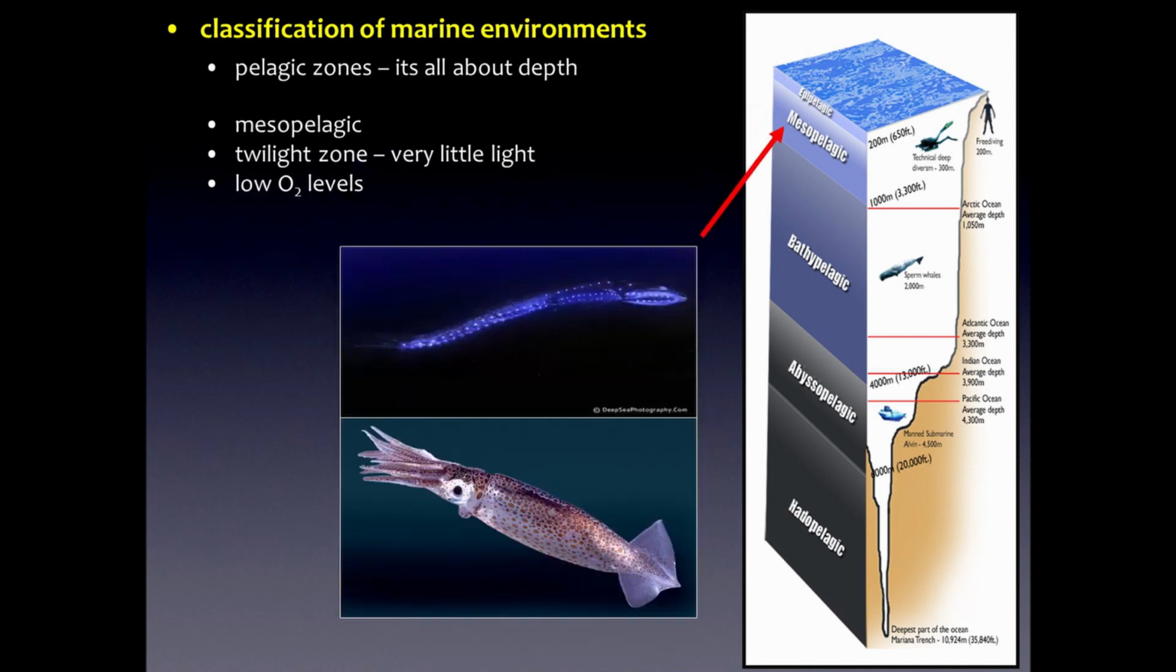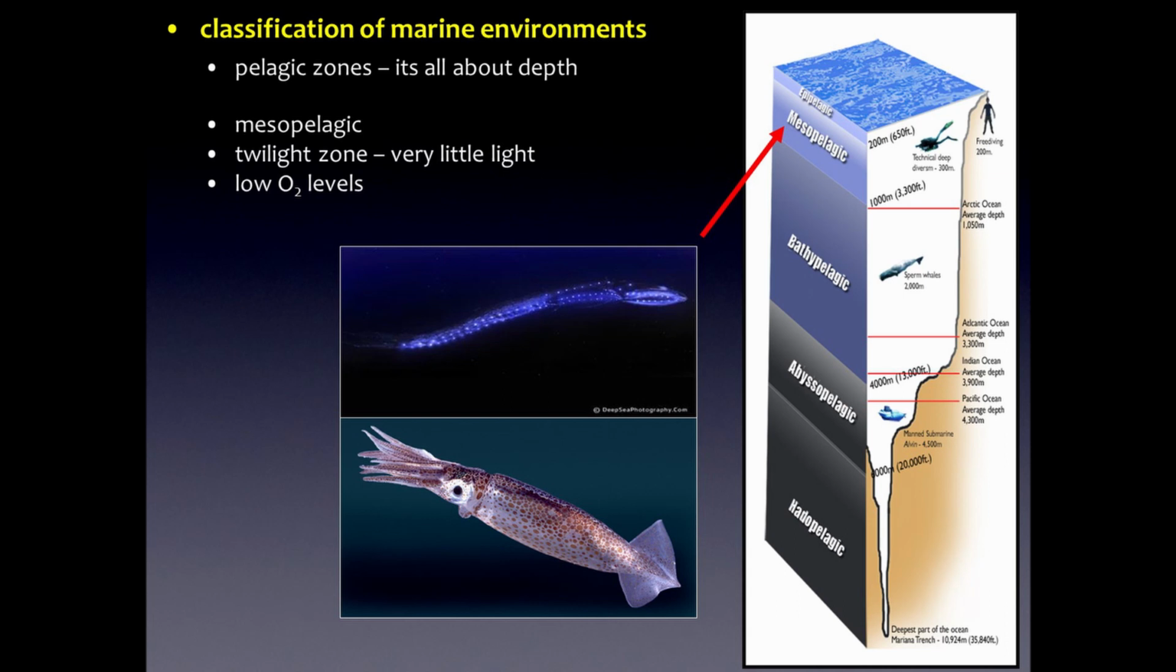Below the epipelagic zone is the mesopelagic zone. This is sometimes referred to in terms of light levels as the twilight zone. So we still have a little bit of light penetrating down into these depths, but not enough for photosynthesis. We see that oxygen levels, dissolved oxygen within the ocean water, is starting to decrease. So we have low O2 levels. Once again, we're not in contact with the atmosphere, so we're not getting that sort of input of oxygen into the water.